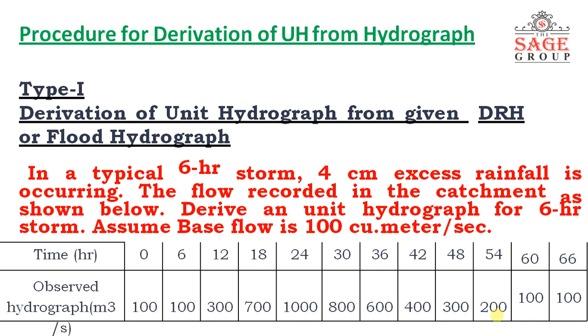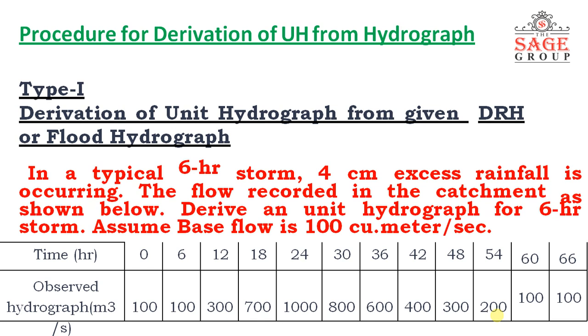So, let's see the procedure for the derivation of unit hydrograph from a hydrograph. There are various types of numericals. Starting with the very basic, type 1, it is derivation of unit hydrograph from the given direct runoff hydrograph, or we can say derivation of unit hydrograph from the flood hydrograph. In this type of question, we have to make a unit hydrograph from the given direct runoff hydrograph.